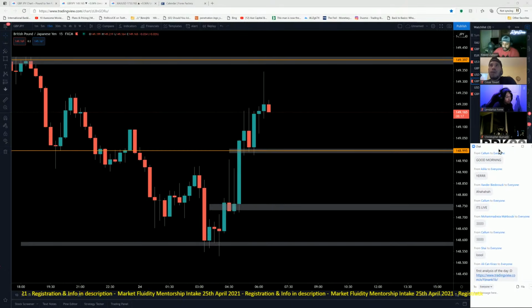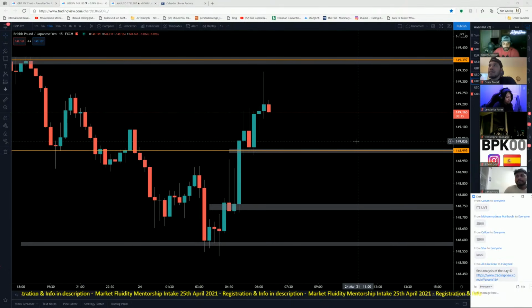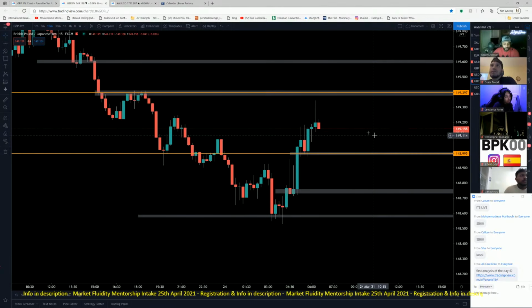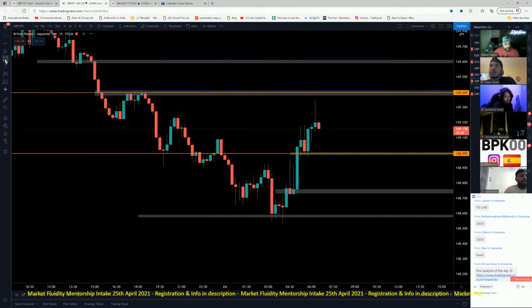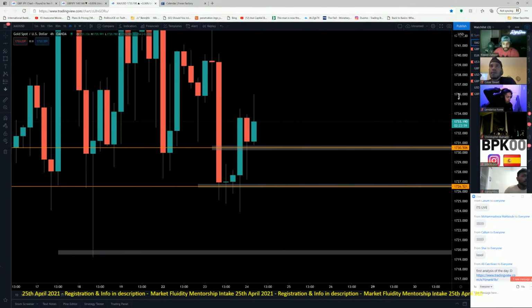All right, let's take a look at this thing right here. So this is pound yen. This is the range. I don't want to trade within this range right here, because this range is small, like a 15 pip range, so might as well wait for price to break below 149.